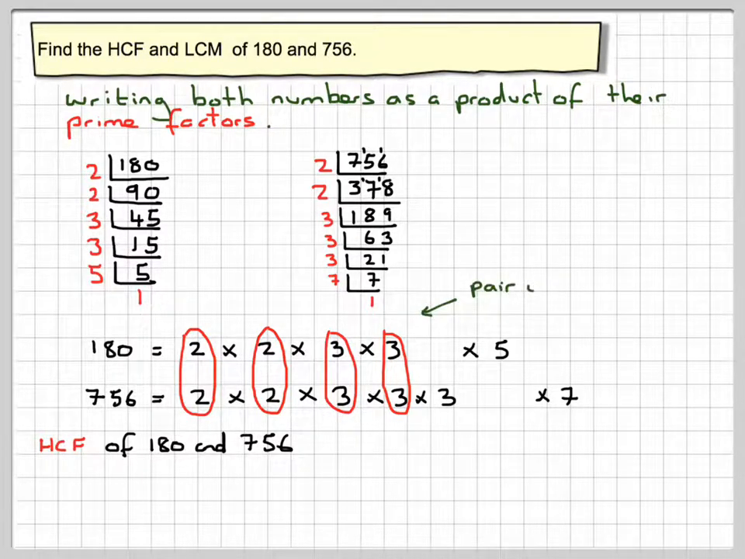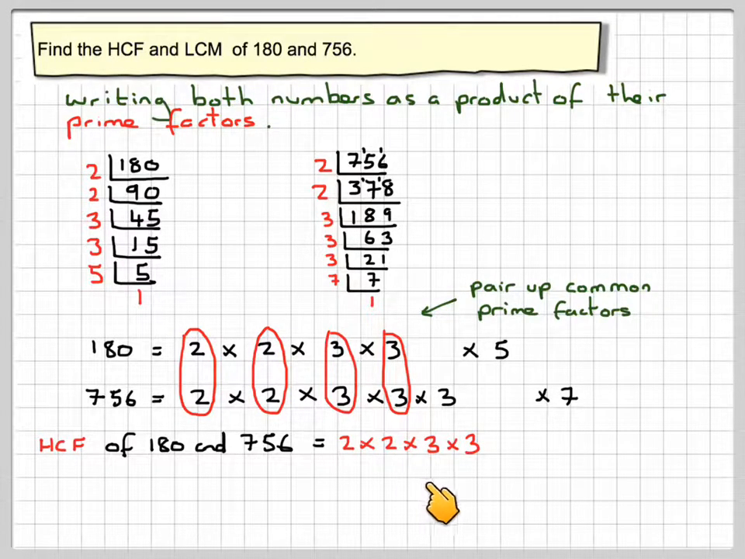So the HCF, after pairing them up, the common factors, will be 2 times 2 times 3 times 3, which comes to 36. 2 2s are 4, 3 3s are 9, 4 9s are 36.